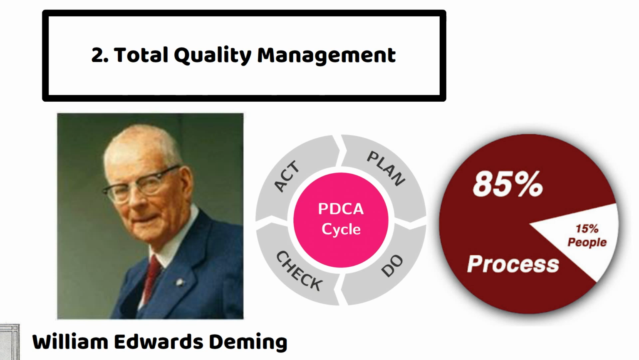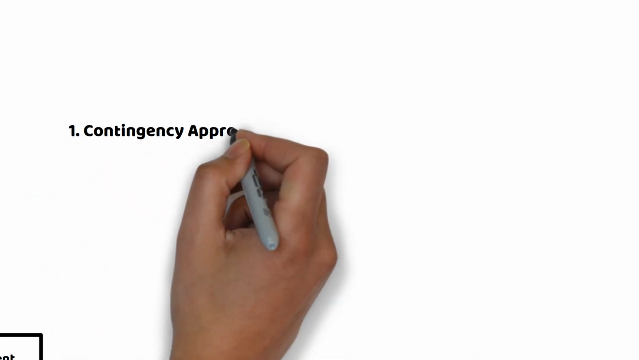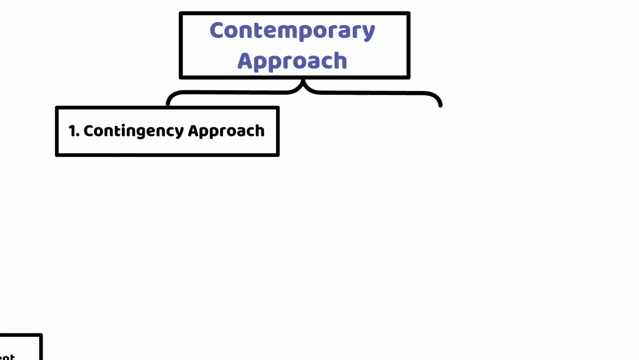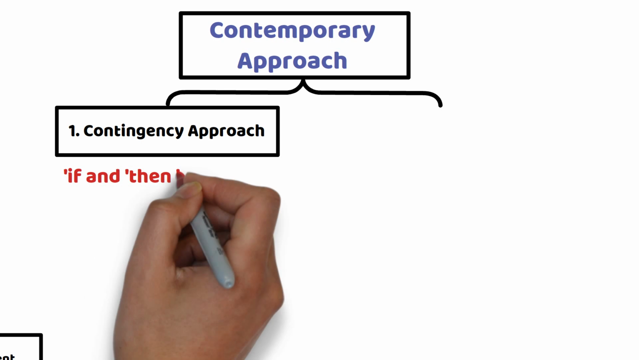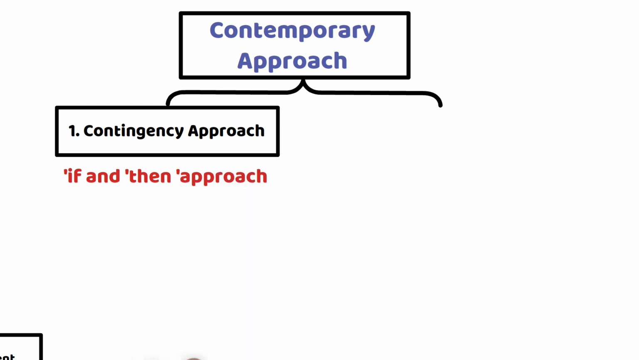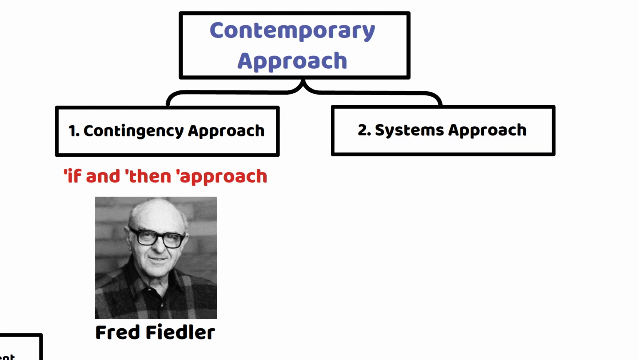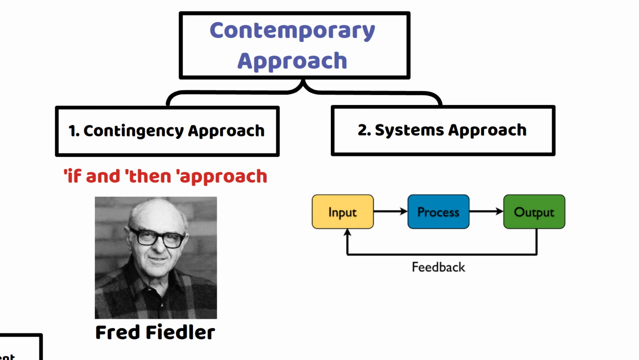Then we discussed the concept of the contingency approach to management, which comes under contemporary approaches. This is actually the if and then approach in management. We saw the contribution of Fred Fiedler, who developed the contingency theory of leadership. And at last, we discussed the systems approach in management, which is another contemporary approach. According to the systems approach, an organizational system has 5 components: inputs, processes, outputs, feedback, and the environment.